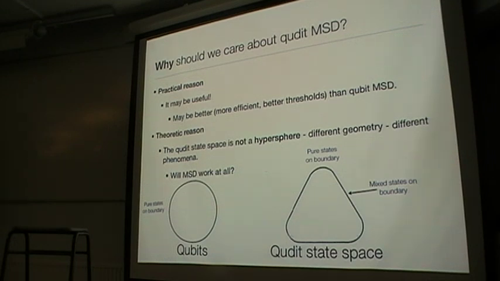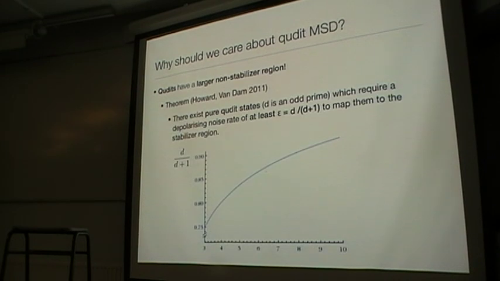So for that reason, the qudit state space is rather more complicated than the qubit case, and you might even think, will magic state distillation work at all? Because so much of the underlying theory of the magic state distillation protocols uses this beautiful symmetry of the Bloch sphere. And here's another motivation to study this.